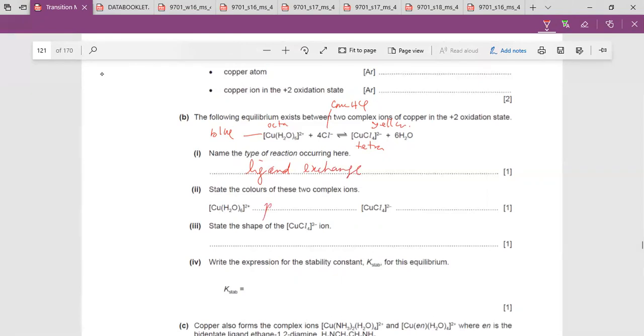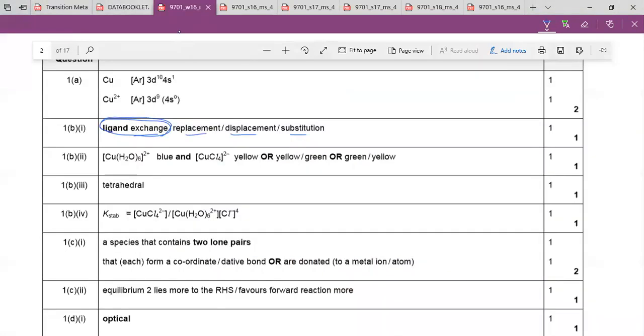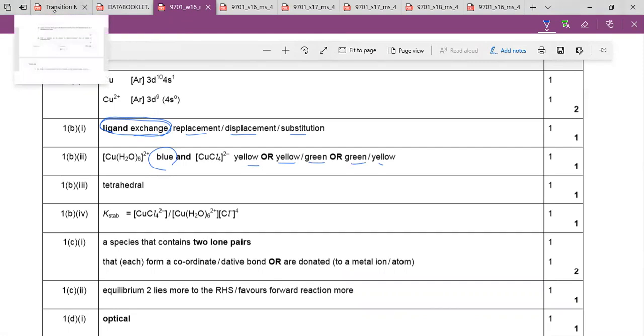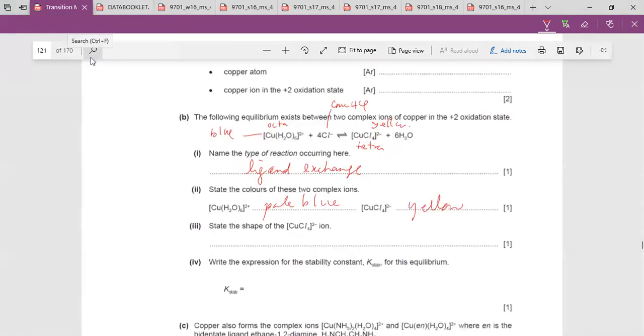State the colors of the two complexes. Of course, it's pale blue. This is yellow. They would accept green, pale greenish yellow. So here yellow or green or green-yellow, up to you. But yellow is the main one, because the green comes from some copper 2+ remaining behind. The shape, of course, is tetrahedral. Very simple. So you can score easily once you know your facts.